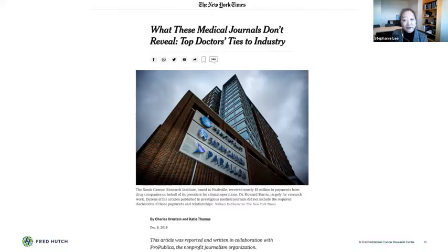What these medical journals don't reveal: top doctors' ties to industry. So this was published in 2018, and it was an exposé on a number of leading key opinion leaders who had not disclosed their conflicts when they published journal articles, including in things like the New England Journal of Medicine. It made a big splash. There was a lot of negative publicity for these investigators and for their institutions. They had to disclose. Some of them actually had to step down and resign.